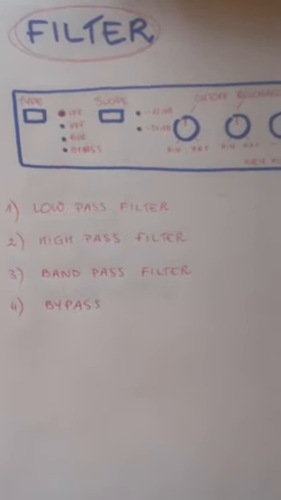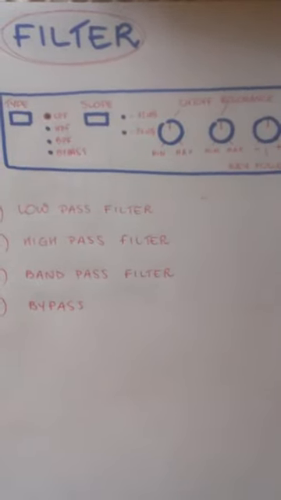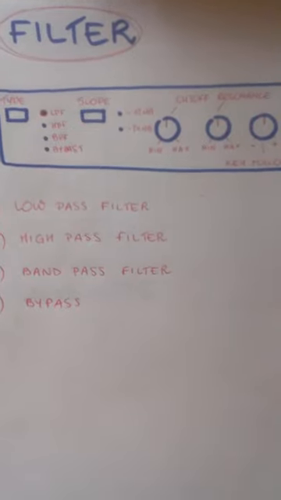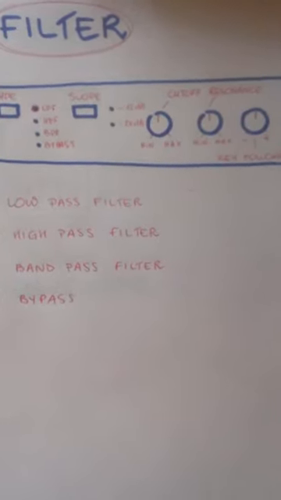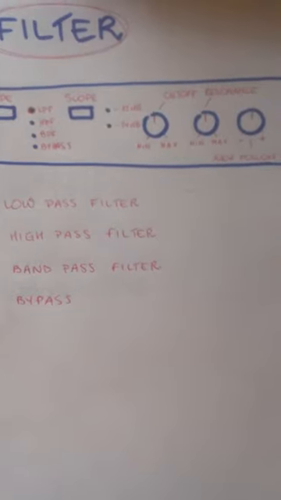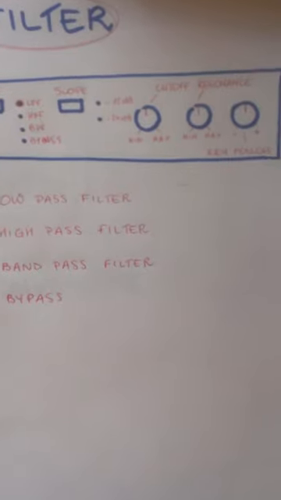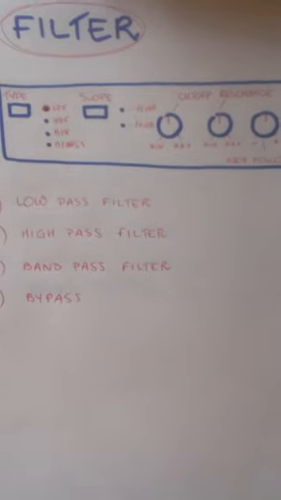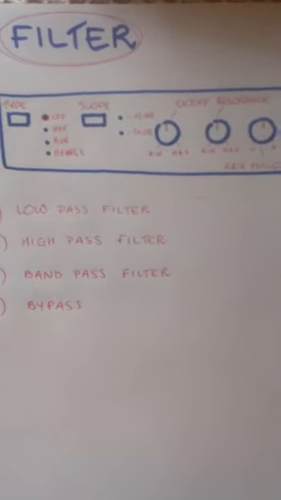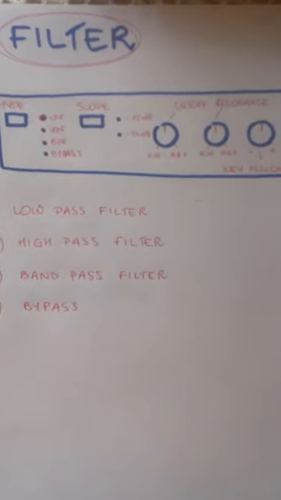And next we have the slope. Using the minus 12 decibel slope, we will allow some of the frequencies above and below the cutoff frequency to get through, creating a gentler tone. The minus 24 decibel slope is much steeper and will only allow frequencies within the cutoff range to get through. Anything above or below will be cut. Cutoff changes depending on what filter you have selected.